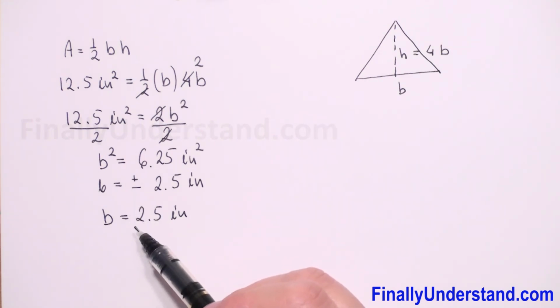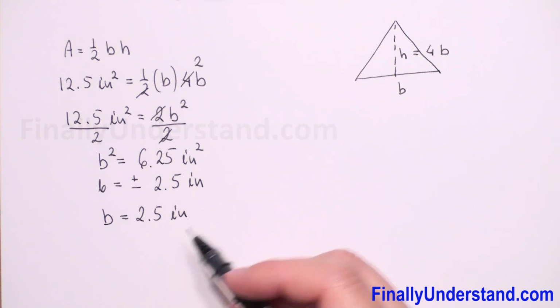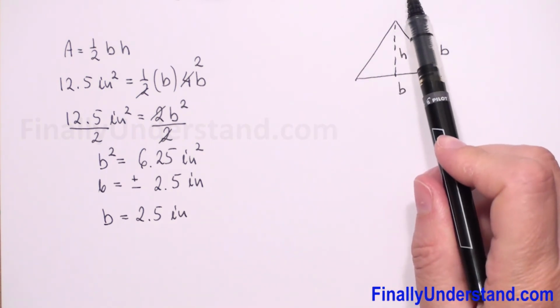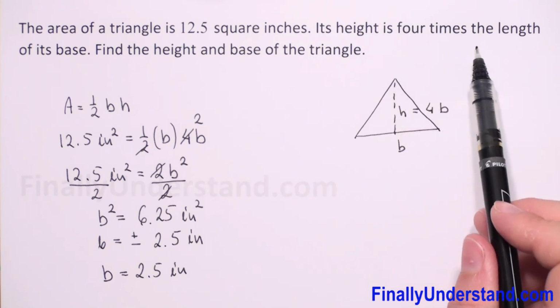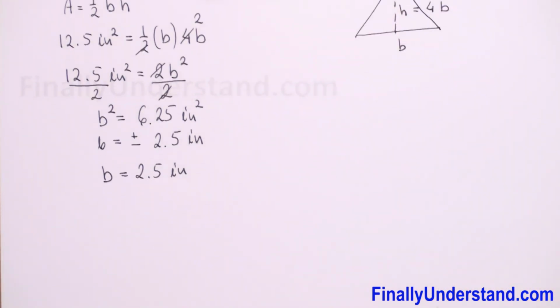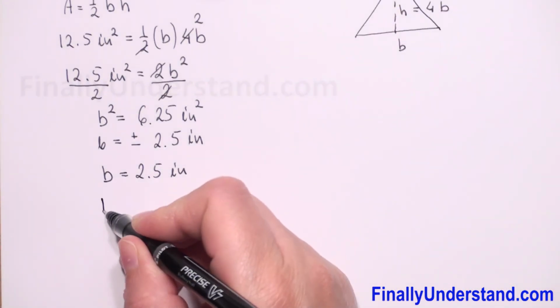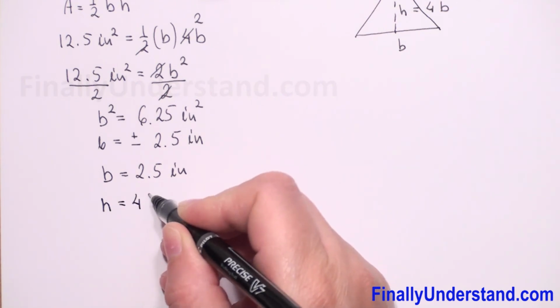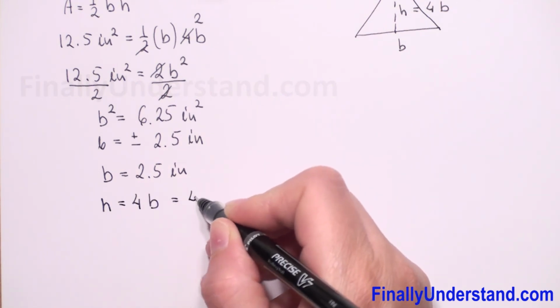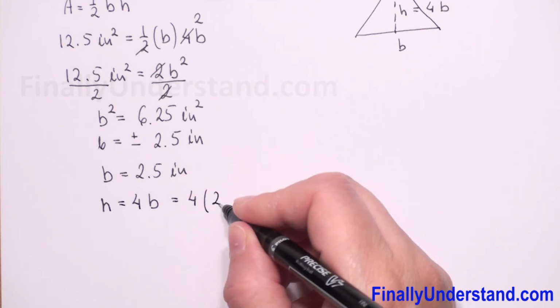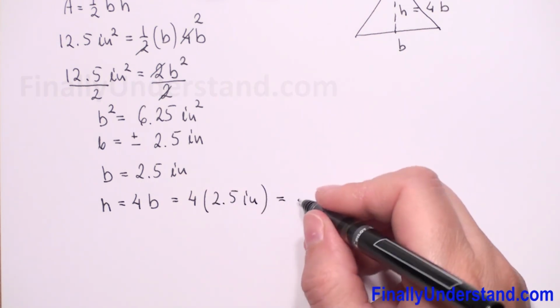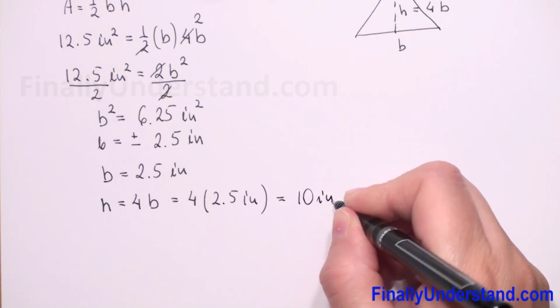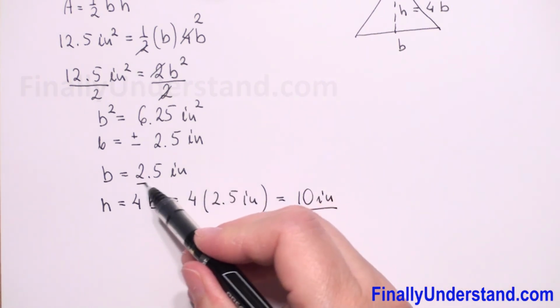So now we need to find the height. We know that the height is 4 times the length of the base. So h is equal to 4 times b. So this is equal to 4 times 2.5 inches, which is equal to 10 inches. This is my solution.